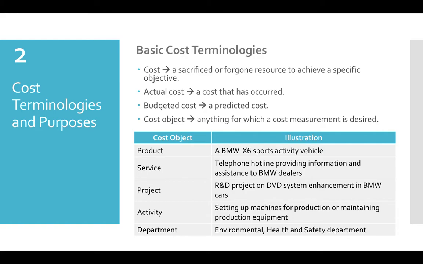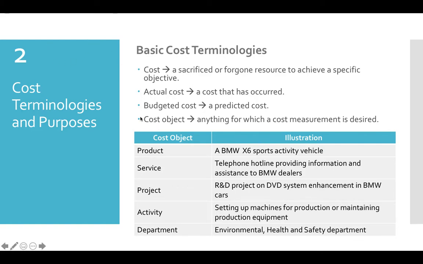So for the basic cost terminologies, what is cost? The definition of cost itself is everything that is sacrificed or foregone when we want to achieve a specific objective. And there are two kinds of this. The first one is actual cost, or a cost that has occurred, and also budgeted cost, or a predicted cost. And we assign cost to something called a cost object, which is defined as anything for which a cost measurement is desired.